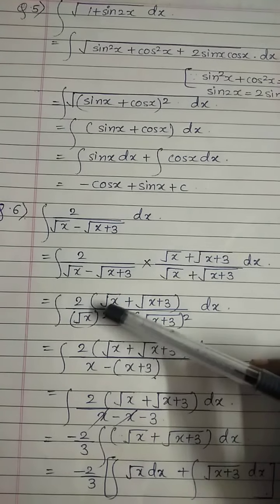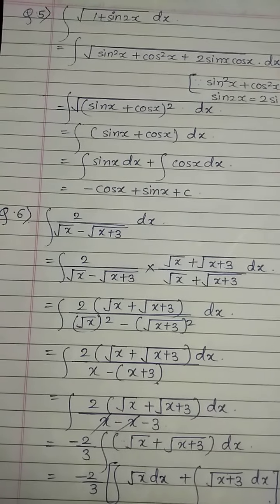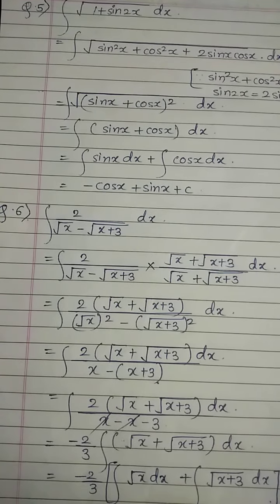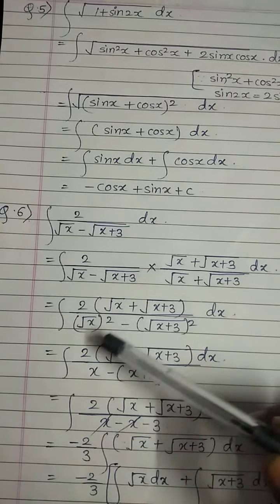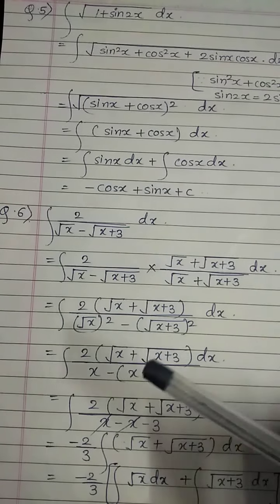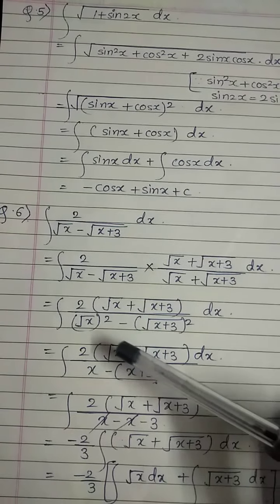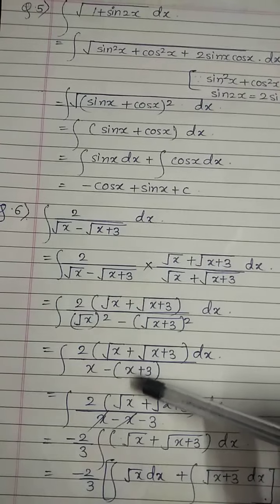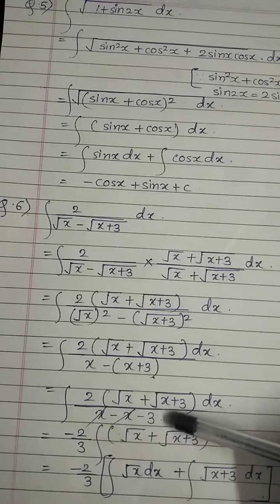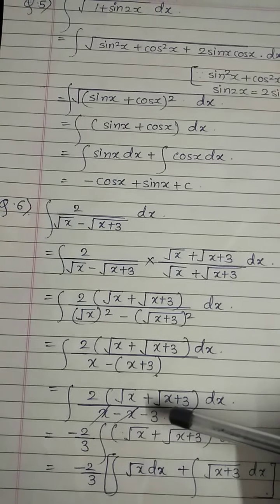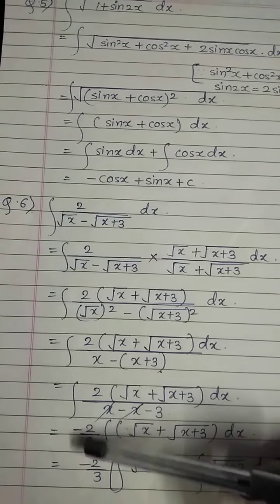So under root x square minus under root x plus 3 the whole square, and numerator will be 2 into bracket root x plus 3. Now in denominator square root and square will get cancelled. So we will get x minus in second bracket x plus 3. Now if we open the bracket, the sign of this term will get changed. So we will get x minus 3. So x gets cancelled, we will get only minus 3. So this 2 and this minus 3 we can write outside, that is minus 2 by 3.